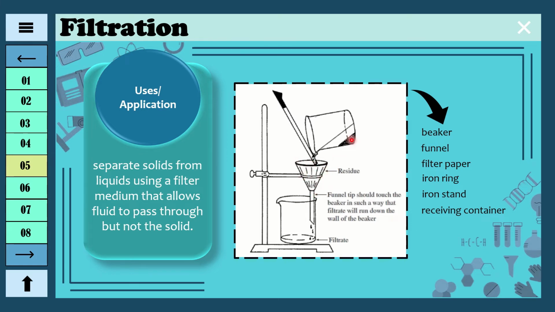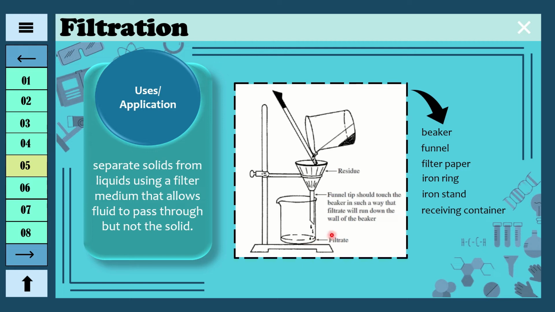Then, pour the mixture from the beaker to the funnel carefully. You can use the stirring rod to guide the flow of the liquid, just like in the decantation. Then, wait for the mixture to be filtered before pouring the remaining parts.